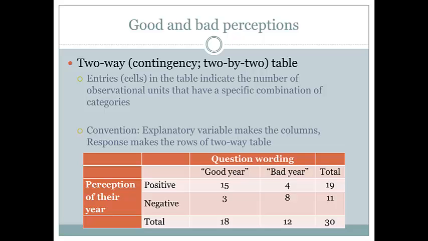The convention when making these tables is that the explanatory variable creates the columns of the table and the response variable creates the rows of the table.